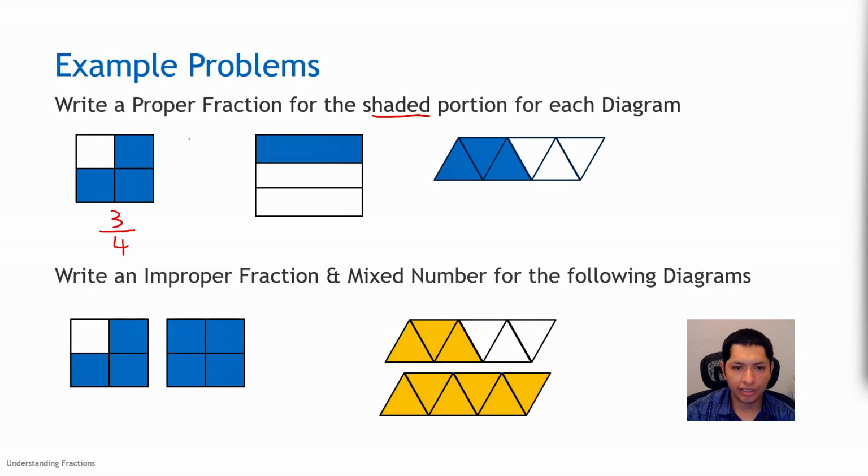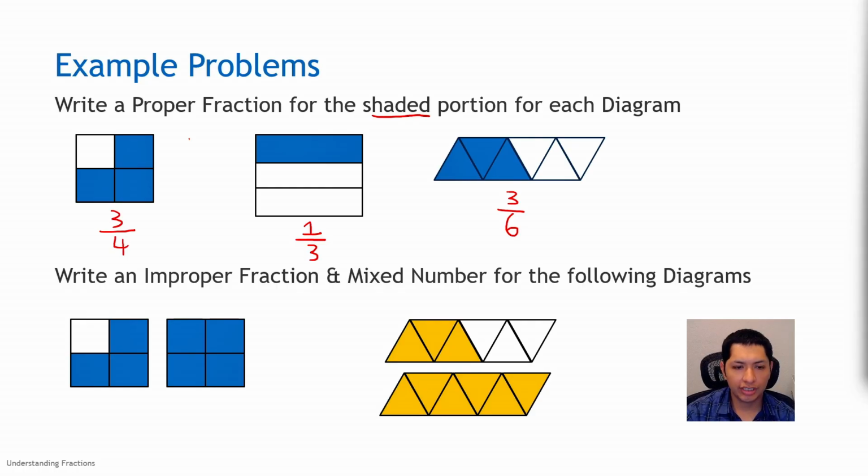For the second diagram, using the same logic, we see that one of the pieces is shaded, so that is the numerator, and it consists of 3 pieces, and that is the denominator. Similarly, for this last portion, we see that 3 of them are shaded, and it is made up of 6 equal pieces, so the answer is 3 over 6, and that is proper fractions for these shaded diagrams.